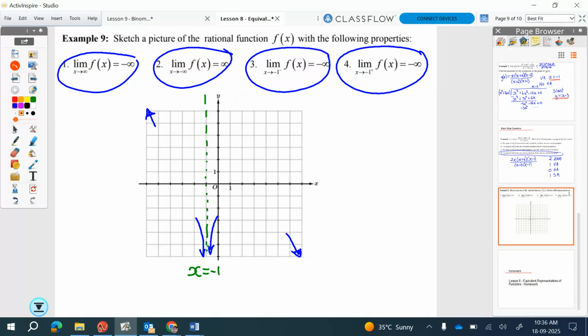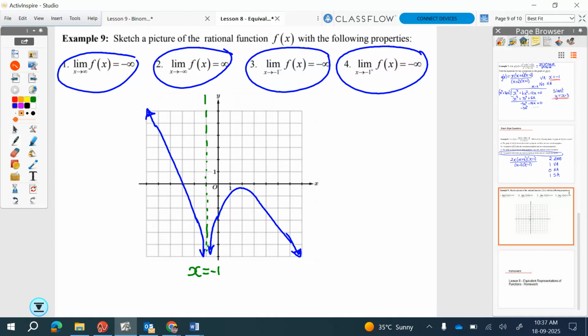Now, it's a rational function. It doesn't tell us much else about it, so it's a bit tricky to sketch. But this is the important information. So as long as we meet that, then a rational function could do this. It could do this. It could look something like this. This would have an oblique asymptote.